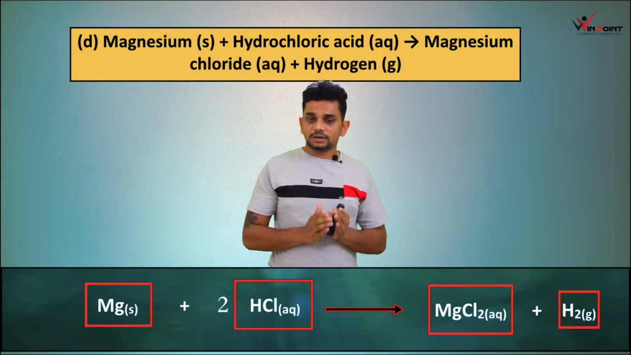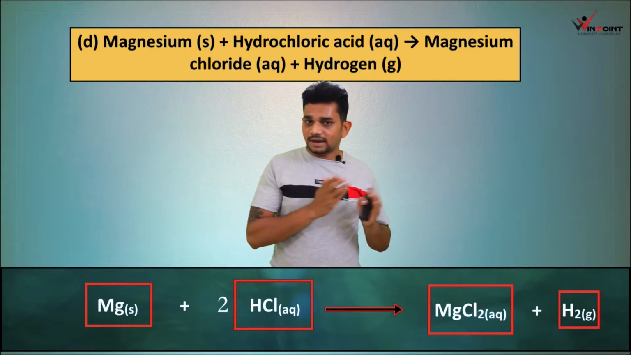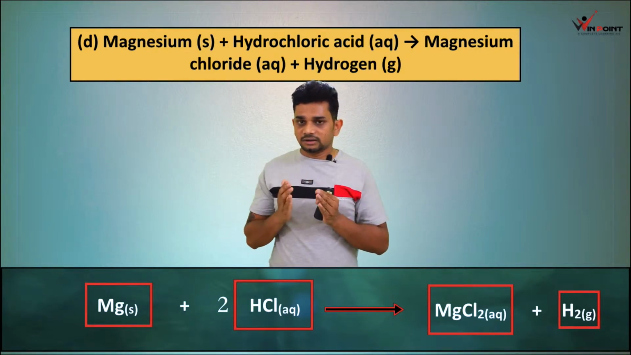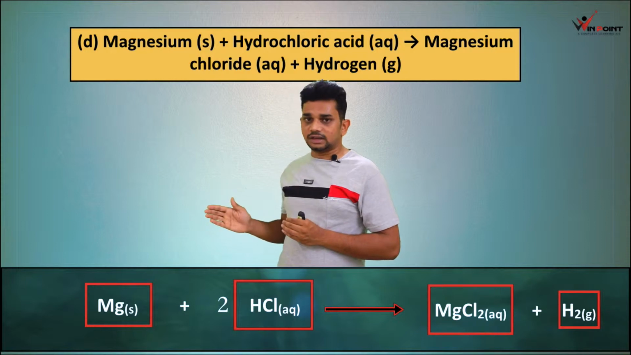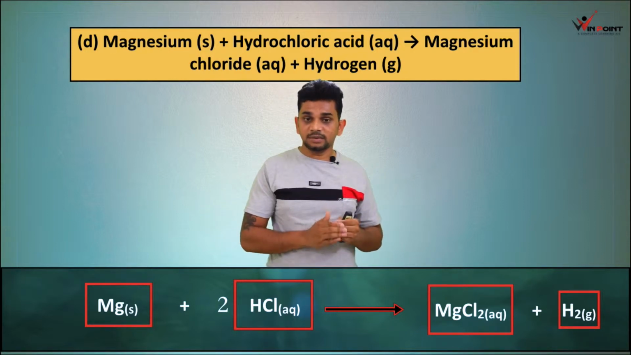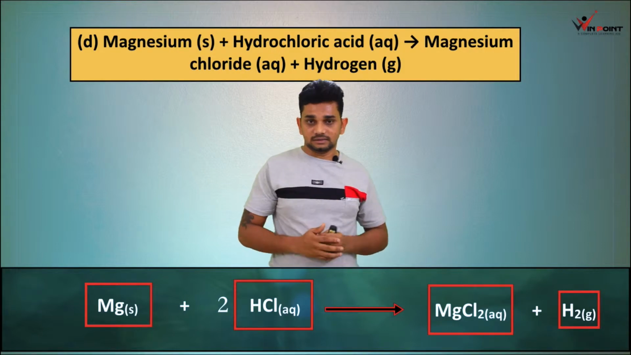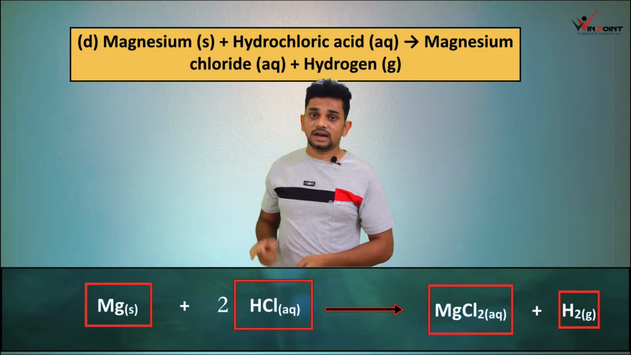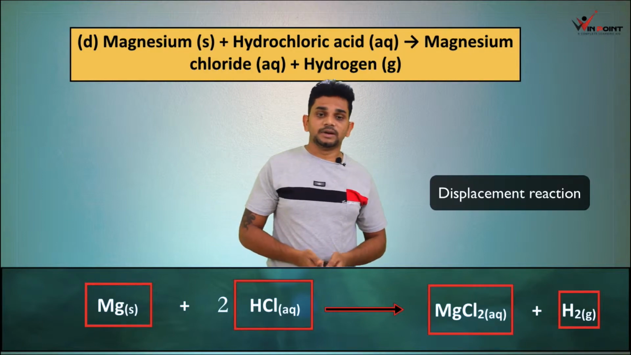Here magnesium was alone, and after the reaction it has been combined with chlorine. And here in the reactant side HCl, after the reaction the hydrogen is alone. In this reaction magnesium is replacing hydrogen. It is a displacement reaction.